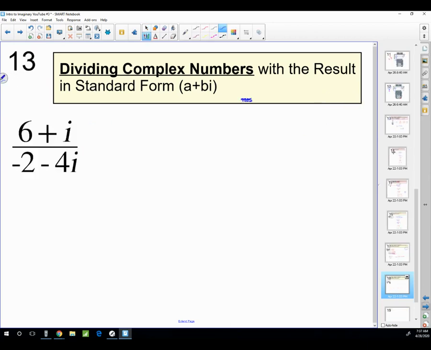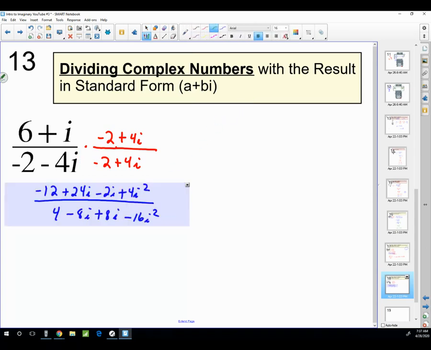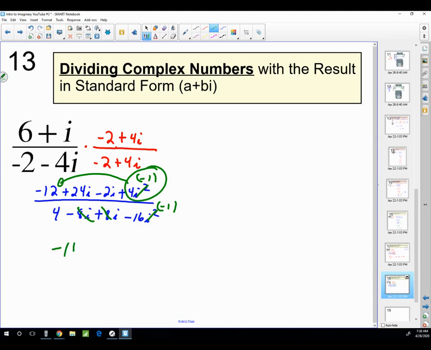We have one more. Pause the video and see if you can get that right. We would multiply the top and bottom by the complex conjugate of the denominator, and then we would multiply it out. That's 8 multiplications. We have 8 terms. These terms always cancel. That becomes a -1. That becomes a -1. The top would be, let's see, that's a -4, and -12 make -16 plus 22i. These like terms. And then the bottom, that's really a +16 is 20.